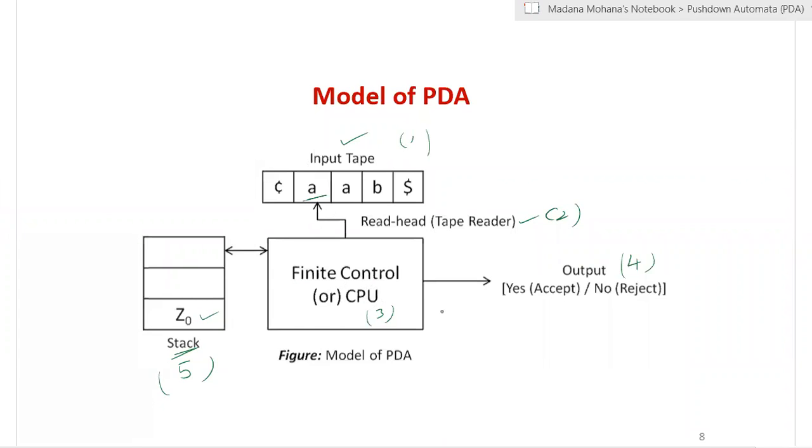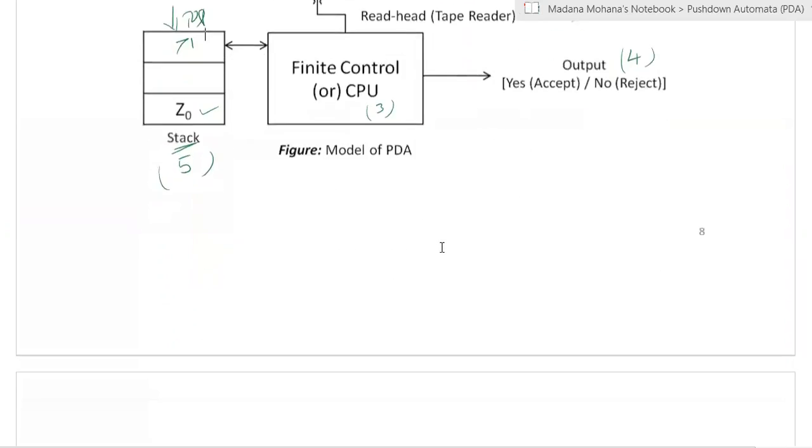So the change of state depends not only on the current input symbol on the tape and the current state of the finite control or CPU, but also on the top of the stack. So this is the top. Whatever the symbol is, it depends on the top of the stack also. That is another difference between the finite automata model and the pushdown automata model.